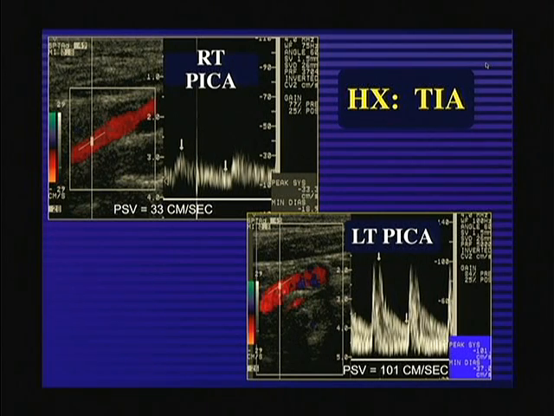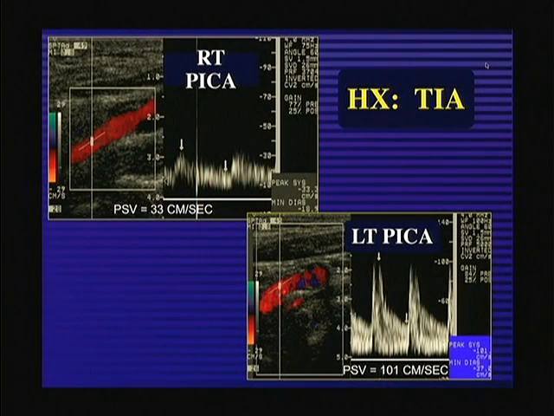Here's our next case. This patient presents with a history of a TIA. And I'm presenting 2 waveforms, one from the right internal carotid, one from the left. The peak systolic velocity on the right is 33, and the peak systolic velocity from the left internal carotid is 101. So clearly we have some asymmetry here. And again, I always ask you that you compare both sides. Sometimes it'll bring out an abnormality you may not have suspected just by looking at the vessel by itself.